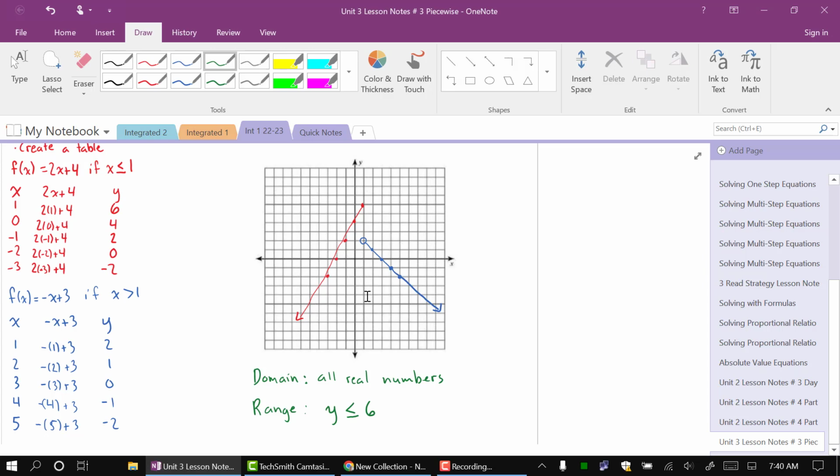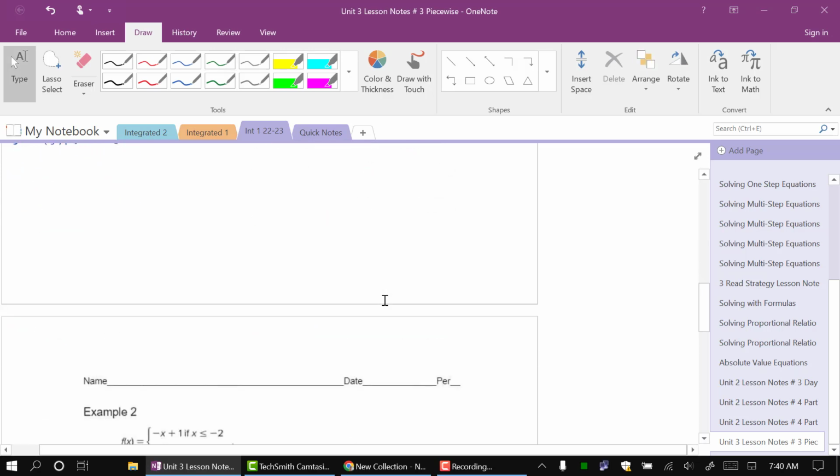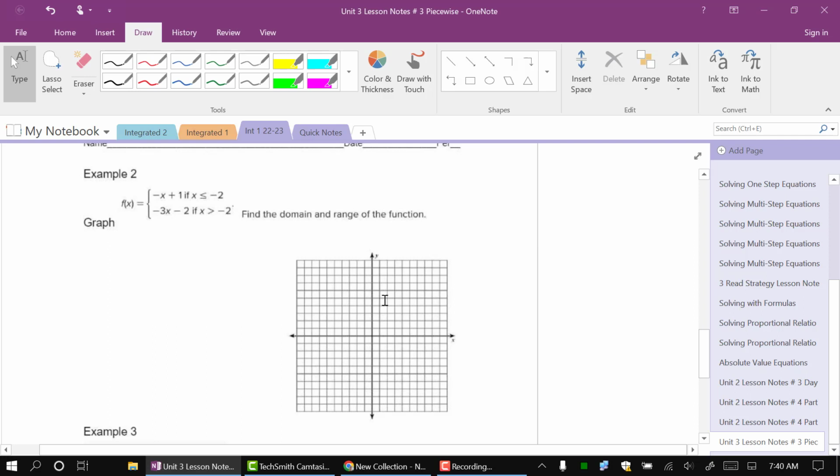So let's take a look at a different piecewise function. So I want to graph when x is less than or equal to negative 2, this function, and when x is greater than negative 2, I'm going to graph this one. So let's start off with creating a table. We're going to create a table for this one, and a table for this one, and then we're going to graph out the two. And of course, we're going to find the domain and range. That's going to be our last thing.